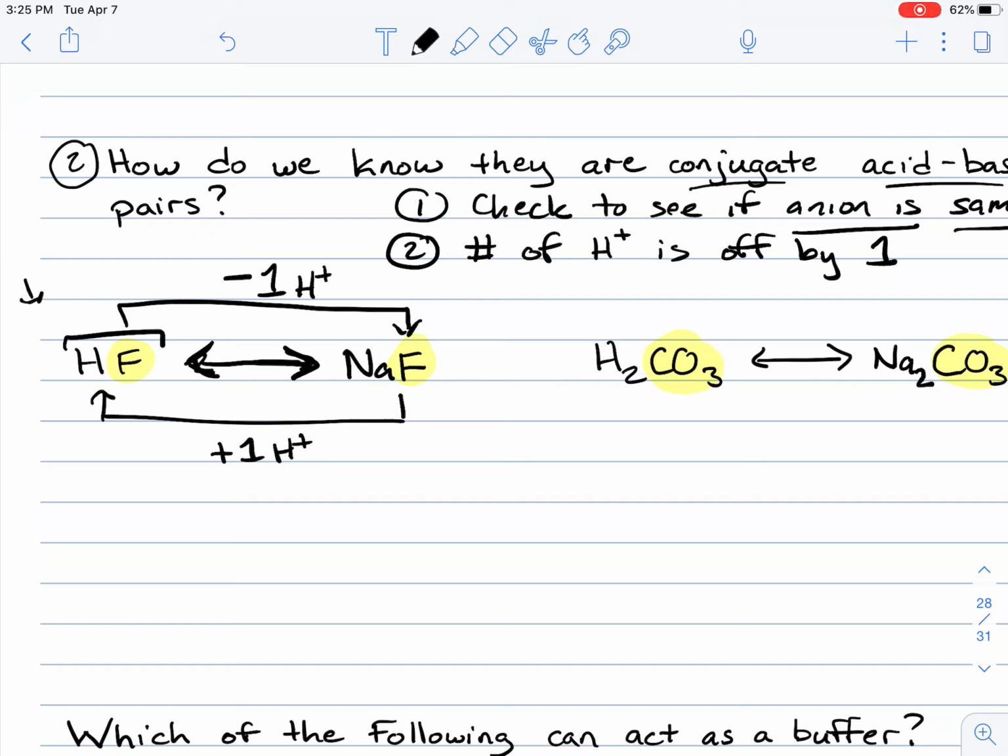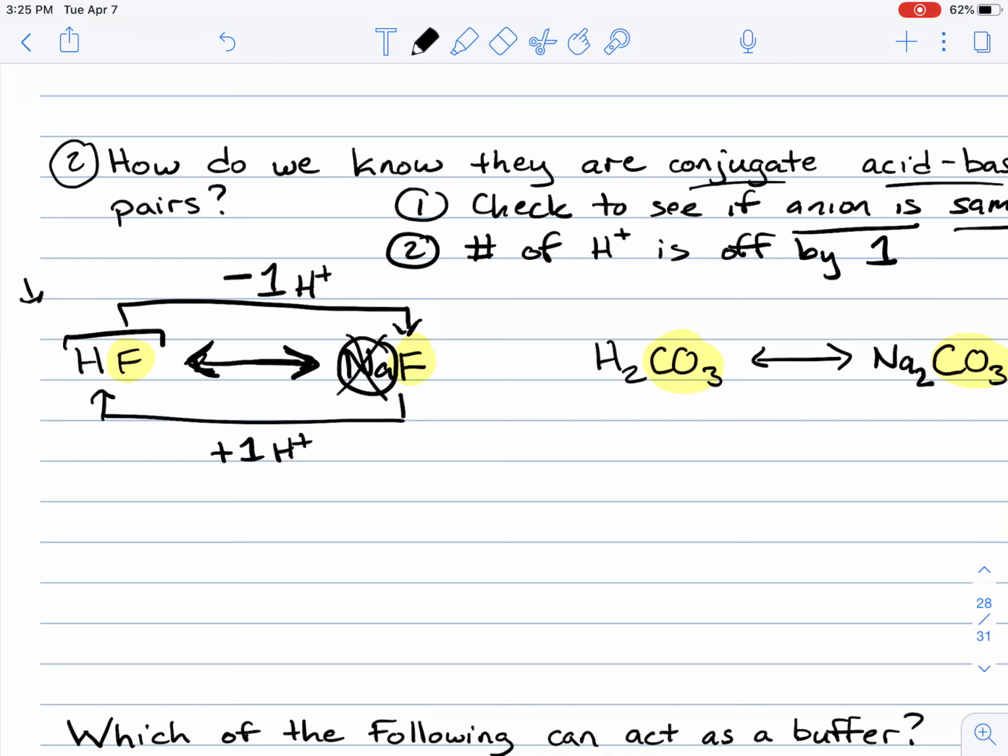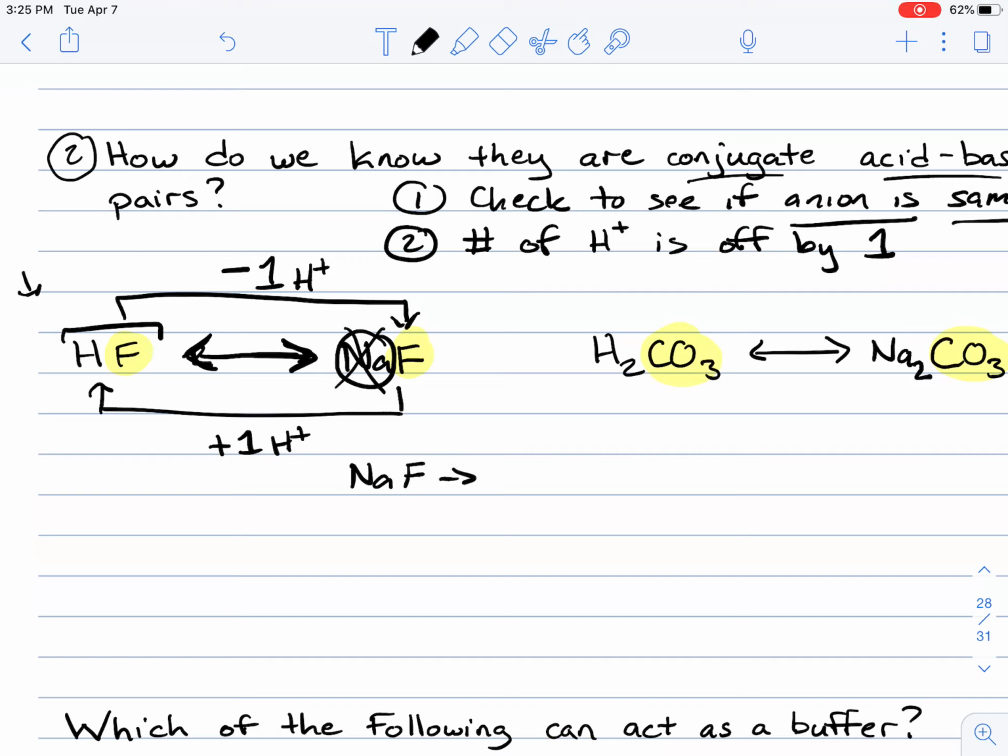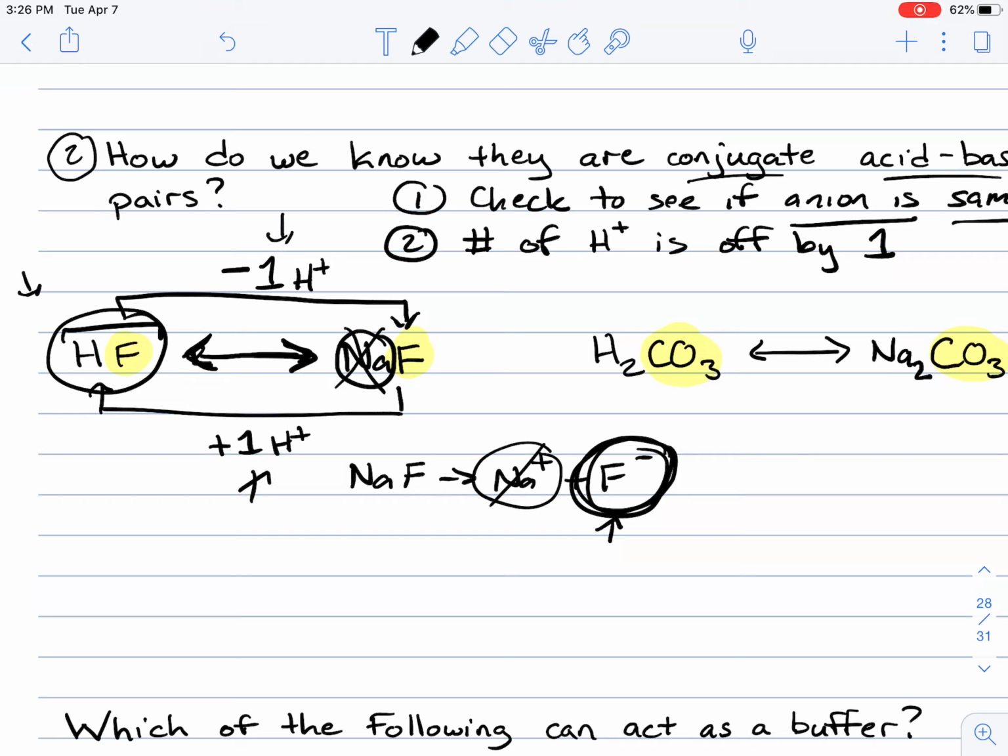And so let's go ahead and talk about this sodium. Once again, remember that sodium is a group 1A element, and according to your solubility rules, any compound with sodium, when you place it in solution, will dissociate. And so really what you have here is just F minus. So I'll just write that over here. NaF will decompose to Na plus and F minus. And since sodium is a spectator ion, we're going to just ignore that. And really the only item that we have on the right-hand side that's related to HF is F minus. And so between F minus and HF, they're off by exactly one hydrogen ion.